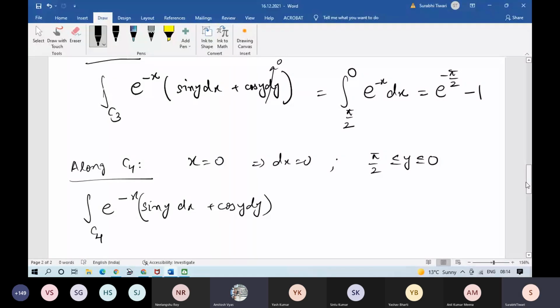So this is equal to, x is 0, so e raised to the power of minus x becomes 1. And dx is also 0, so that term is 0. So you have the integral of cos y dy from pi by 2 to 0. This is minus 1.